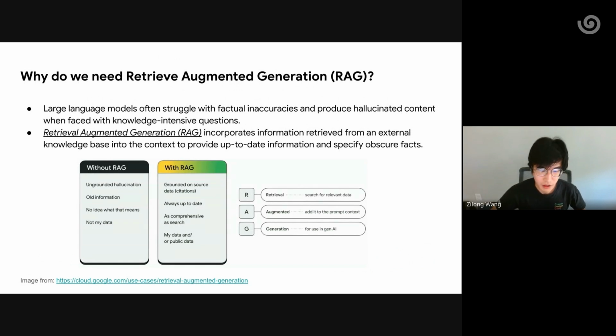Let me begin my presentation. First things first, let me briefly introduce RAG, Retrieval Augmented Generation. I believe most of you should be familiar with this, but let me just repeat it again.